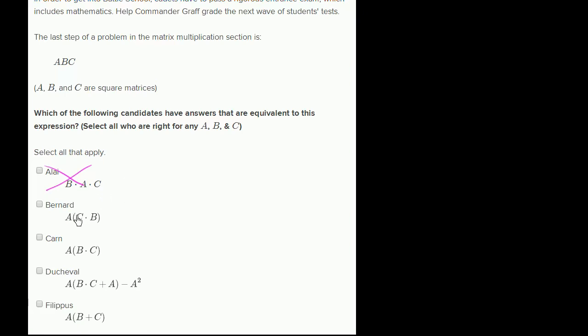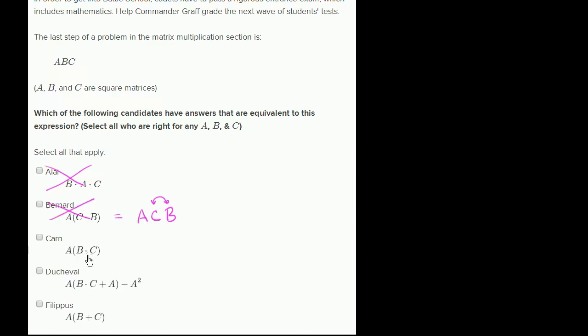So here you have Bernard who says A times C times B. Well, we already know that that's going to be ACB, which once again, they've swapped the order between the B and the C. Matrix multiplication is not commutative. You can't just swap order and expect to get the same product for any square matrices A, B, and C. So we could rule that one out.